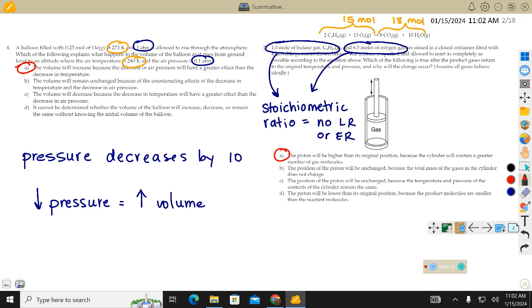Not unchanged like in B or C, and not lower because the molecules are maybe smaller. I mean, I guess the butane is a pretty big molecule, but pressure really just depends on number of collisions, volume, number of collisions, number of particles. A is the best choice here. More particles should give me a greater volume inside that container.